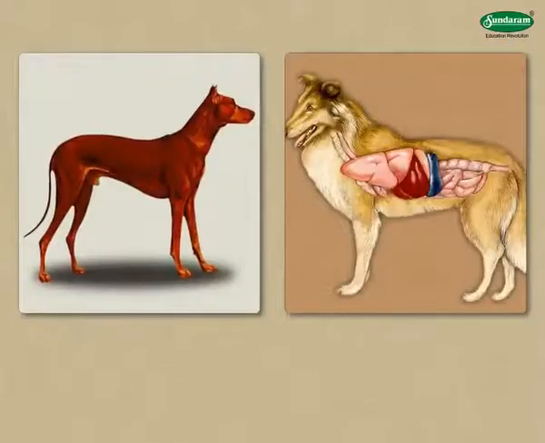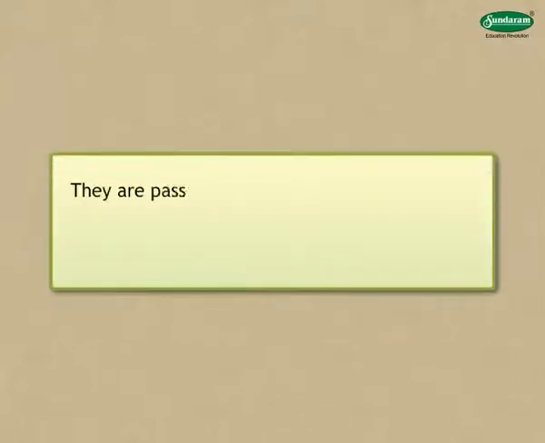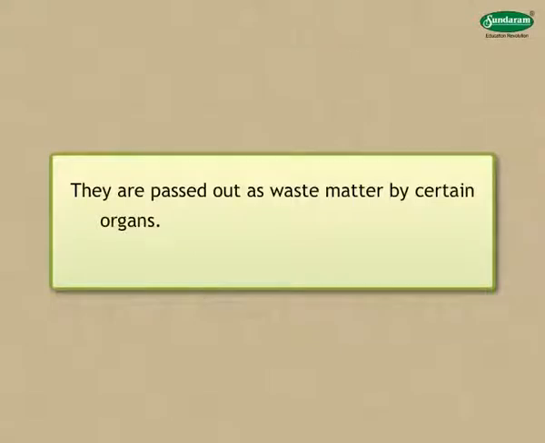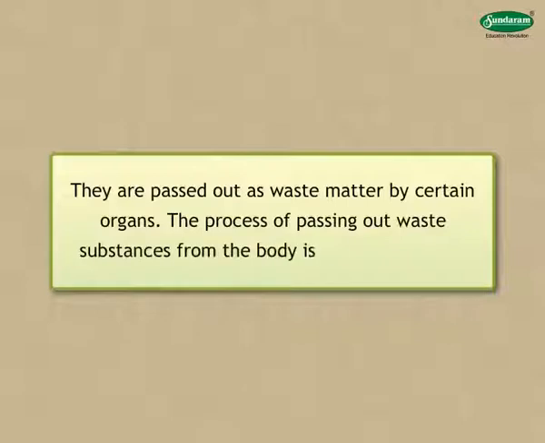Excretion. Processes in animal bodies such as digestion of food result in the production of many waste substances which are of no use for the nourishment of the body. They are passed out as waste matter by certain organs. The process of passing out waste substances from the body is called excretion.